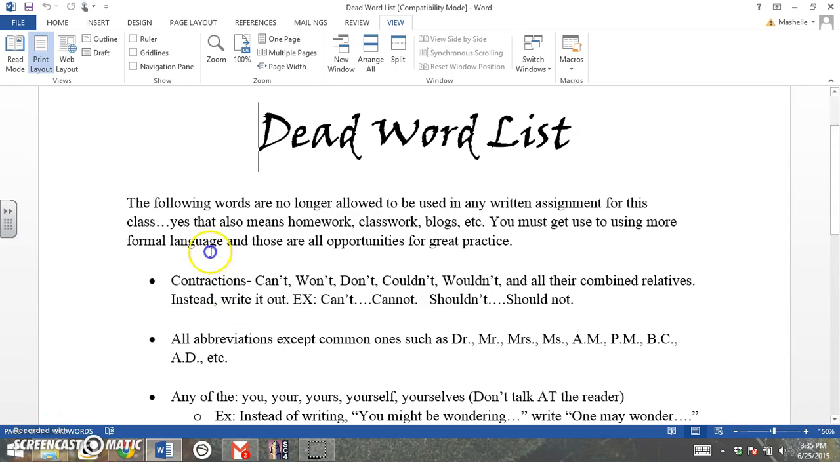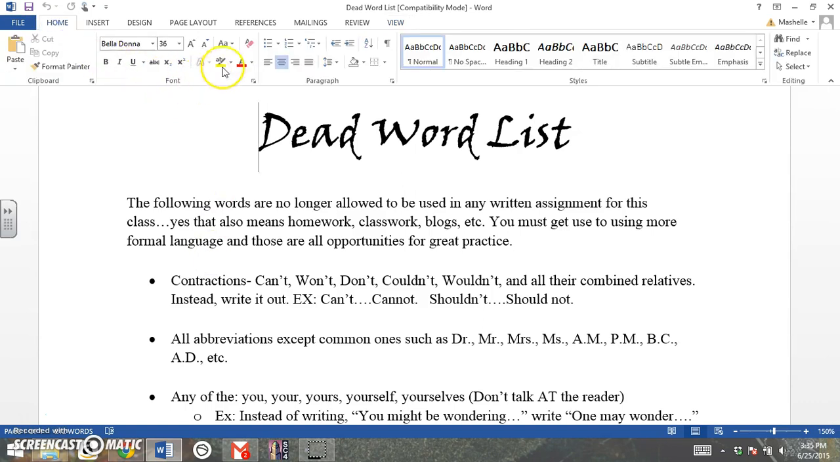It says this idea of homework, classwork, and blogs. Everything we look at in the class, the essays you write, the homework you do at home, handwritten, typed, anything you write for the internet, for the blogs, for your journals, it must be used in the more formal language. The more you practice this, the more you will be prepared when it comes to this making sense.